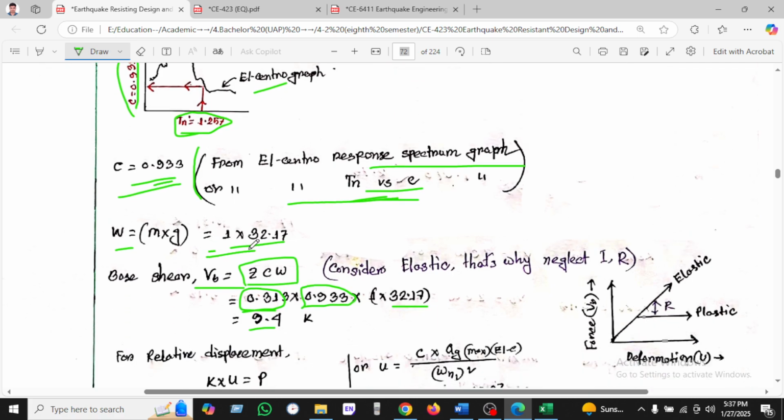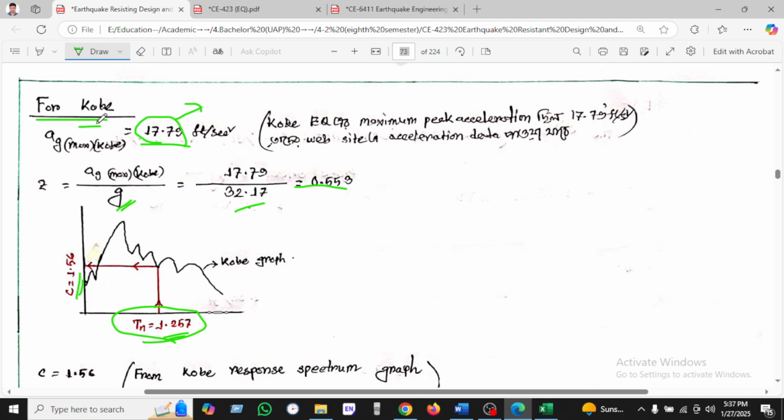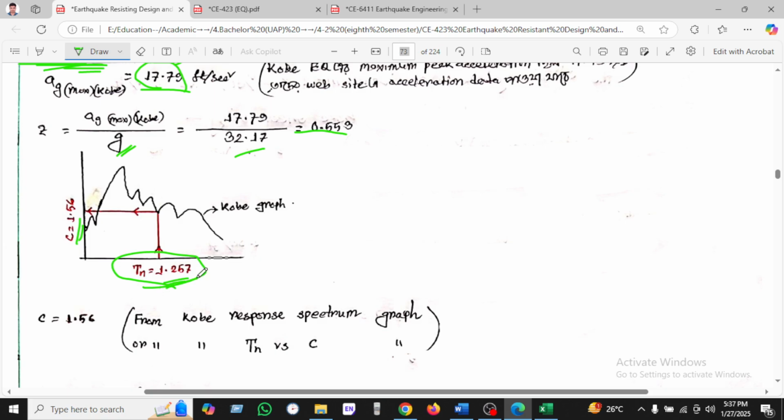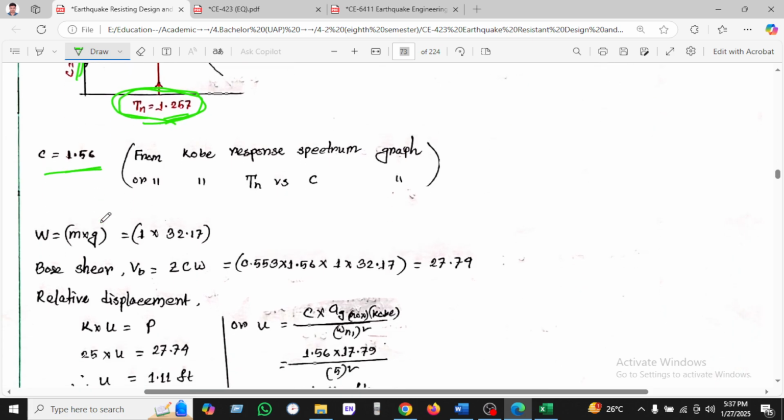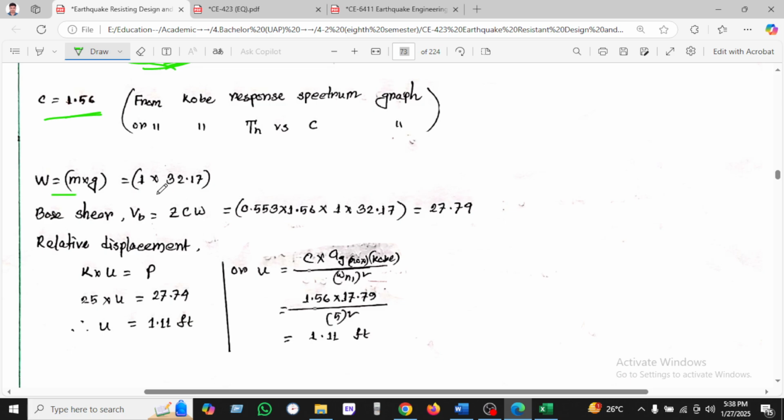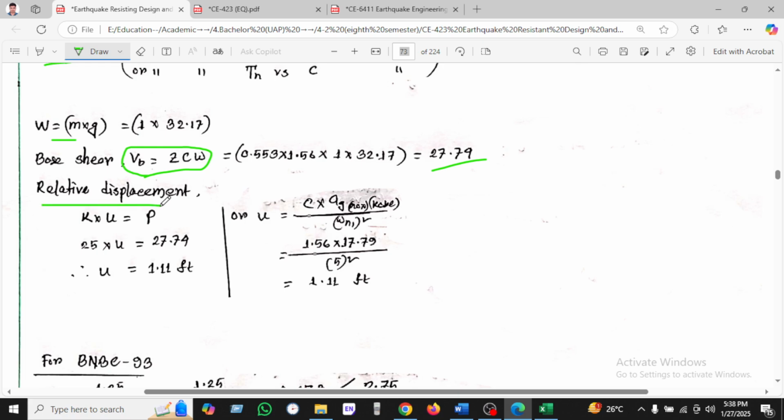In this way we are calculating the value of C, and the same way when we take the graph of the Kobe ground motion, we find the C value 1.57. In this way W equals 1.1 into 32.5, and the base shear is calculated as V equal to Z C W, and found 27. Now we calculate the relative displacement, P equal to K U, putting in all values, and found 1.17.